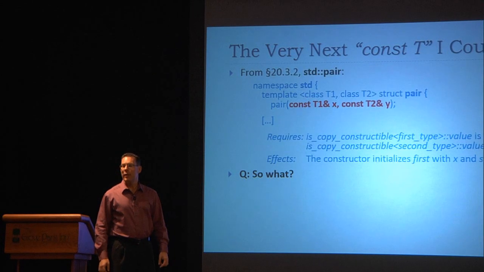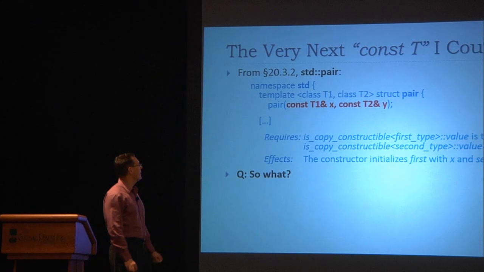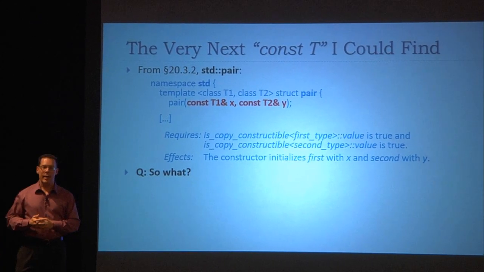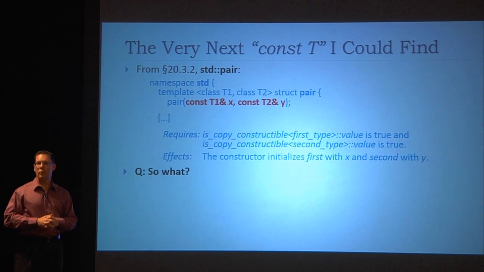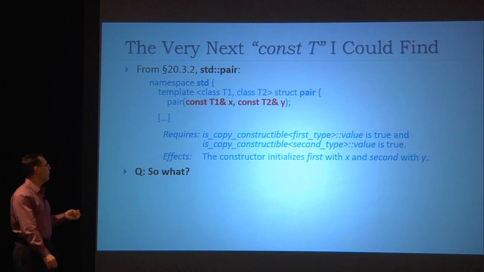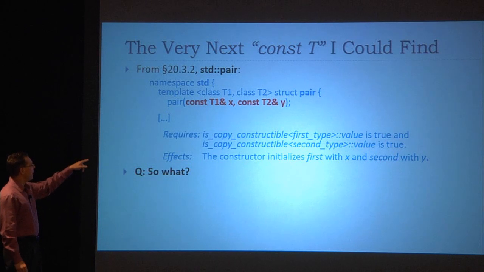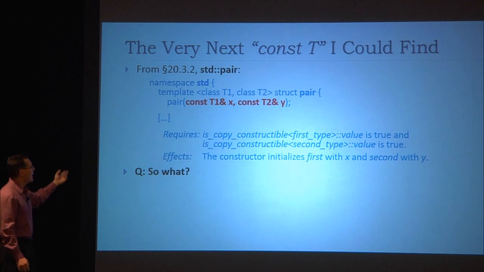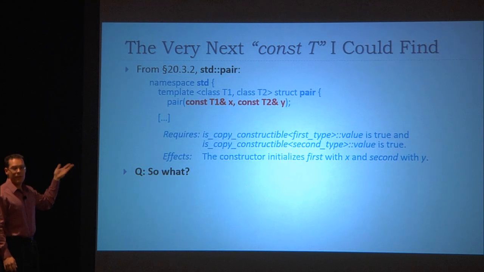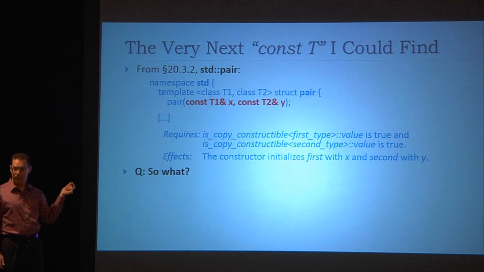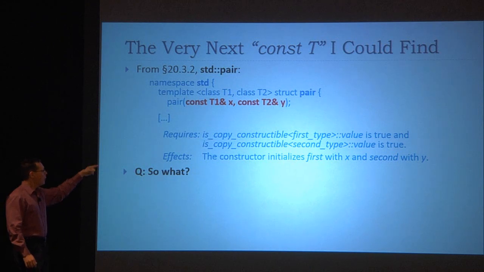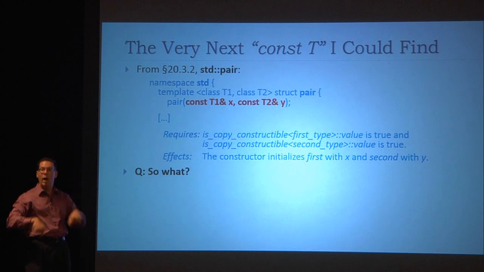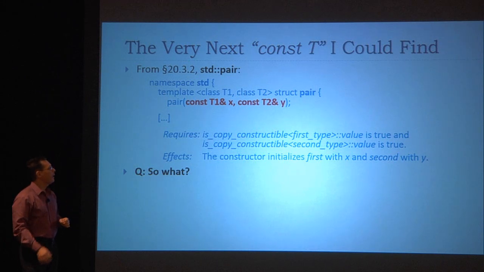But wait, the next one is. Because the very next example you come up with is pair. And you can't use a map without a pair. You can't do hardly anything without a pair. Notice that pair, the constructor, which might start making you think of our previous example, takes a reference to a const T1 and a reference to a const T2. And it requires copy constructability. So it spells out that what it's going to do is it's going to copy construct from x and y.